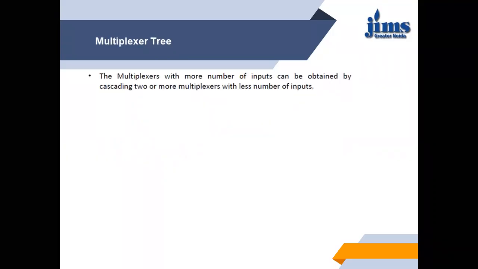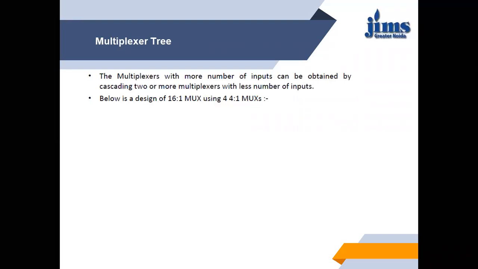Now, multiplexers with a larger number of inputs can be obtained by cascading two or more multiplexers with fewer inputs, as we have done in the case of decoders. We can construct a large decoder with the help of small decoders.